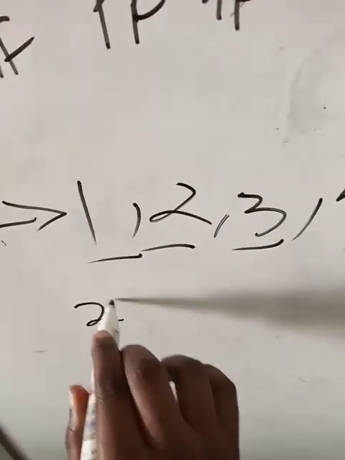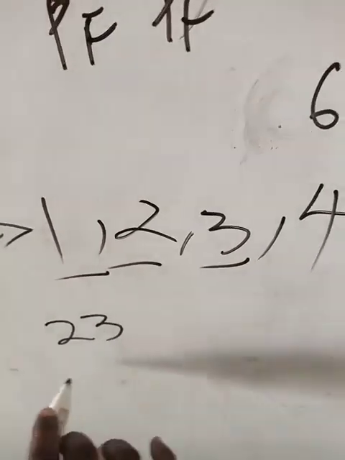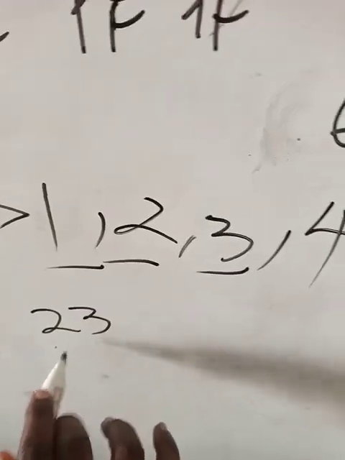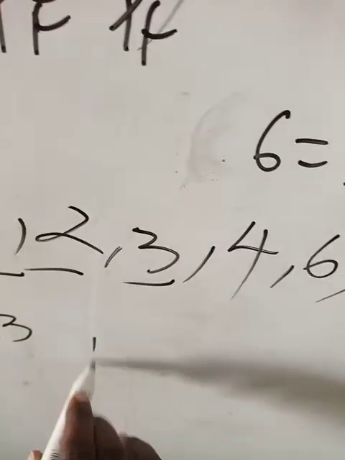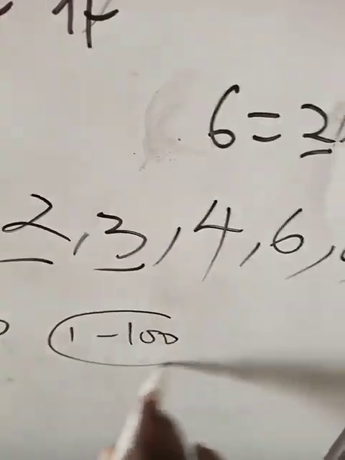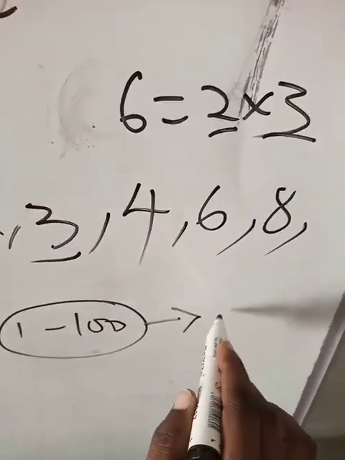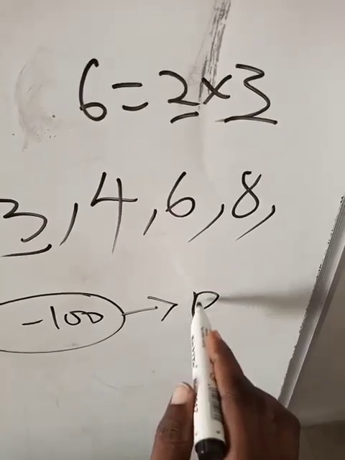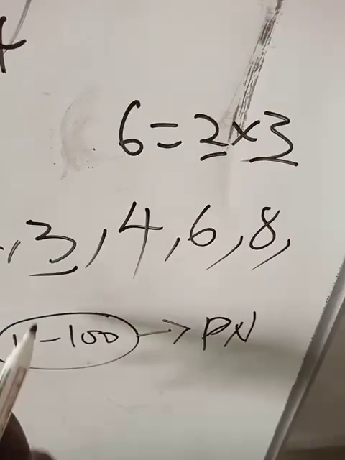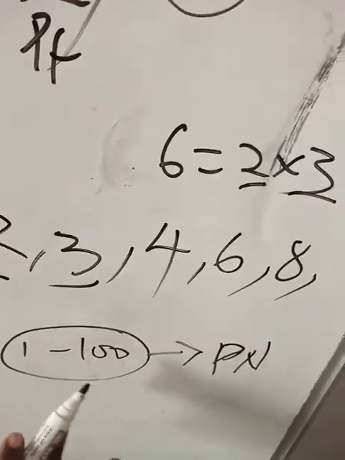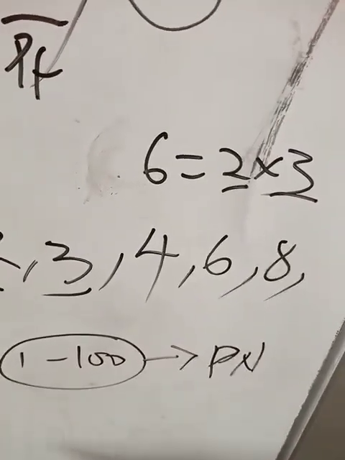You do know 23. 23 is a prime number. There are many prime numbers. You can do an exercise from 1 to 100. Find the prime numbers there. This will help you to broaden your knowledge of prime numbers. Just do 1 to 100, find the prime numbers, and then check them out.